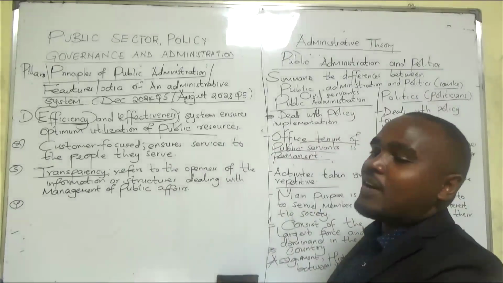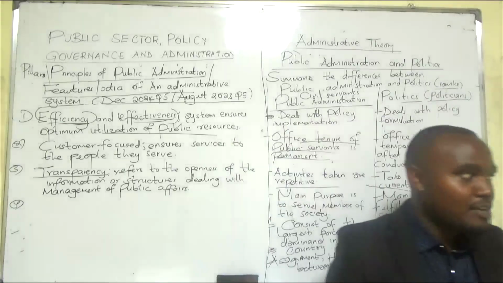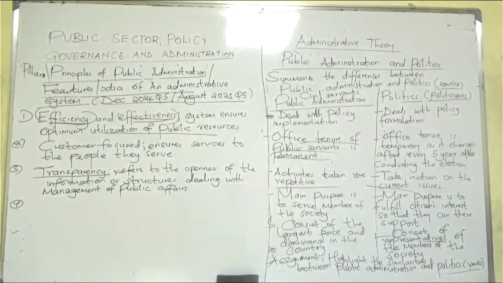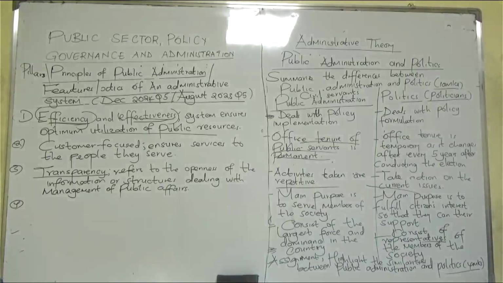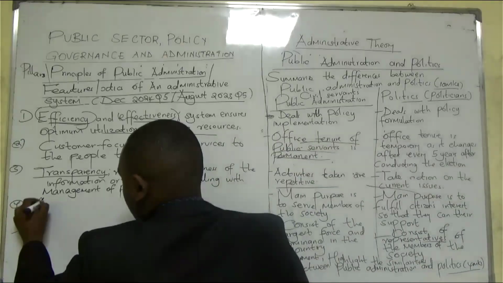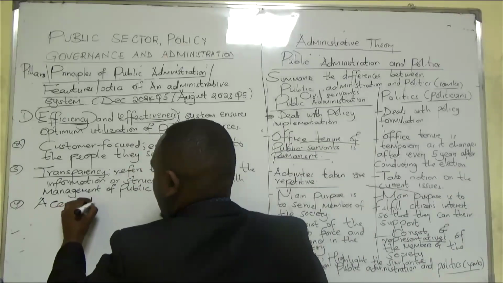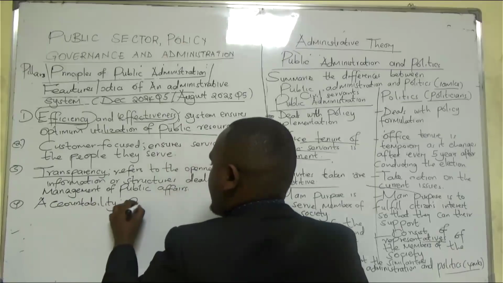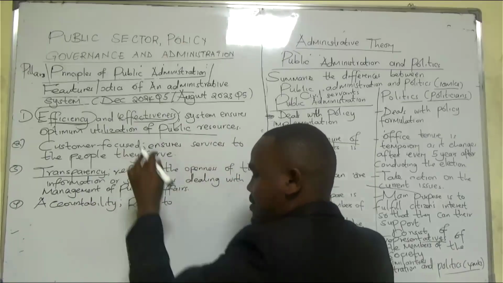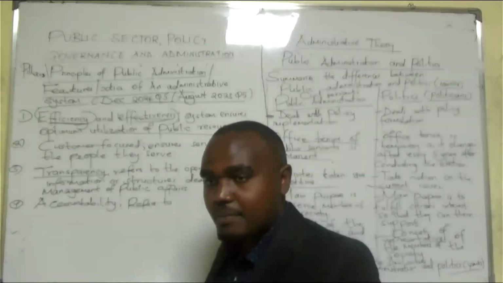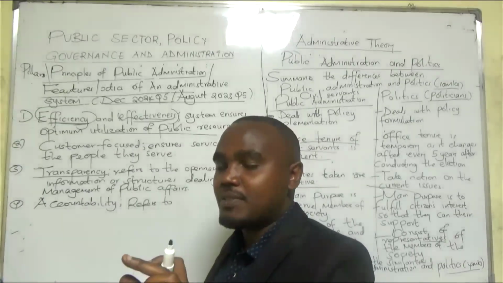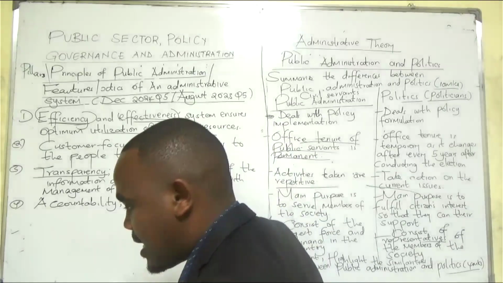So anytime you see the word transparency, then even in an exam, give us accountability. There must be an aspect of accountability. Accountability is also a characteristic. What is the meaning of accountability? It refers to being held liable. So persons serving in the administrative system should be held liable for the actions they commit while conducting their duties.